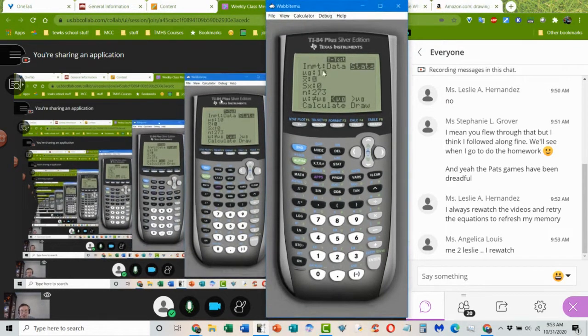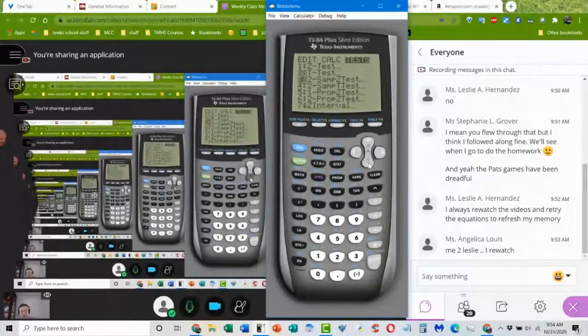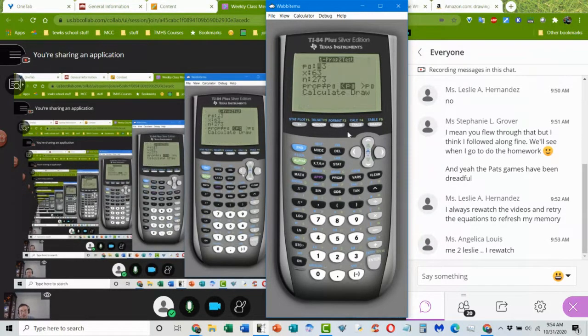And then if you have a proportion, it's number five here. One proportion is z test. The word proportion, and it asks what is the proportion that we're testing, how many successes did we have, how many trials did we have, what is the alternative, is it greater than, less than, or not equal to, and then calculate. And it will give you all those little pieces. And so it's always going to be those things.